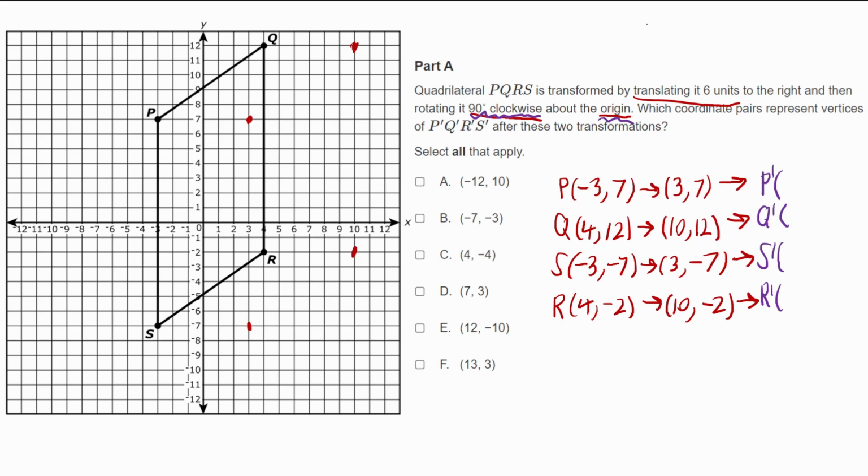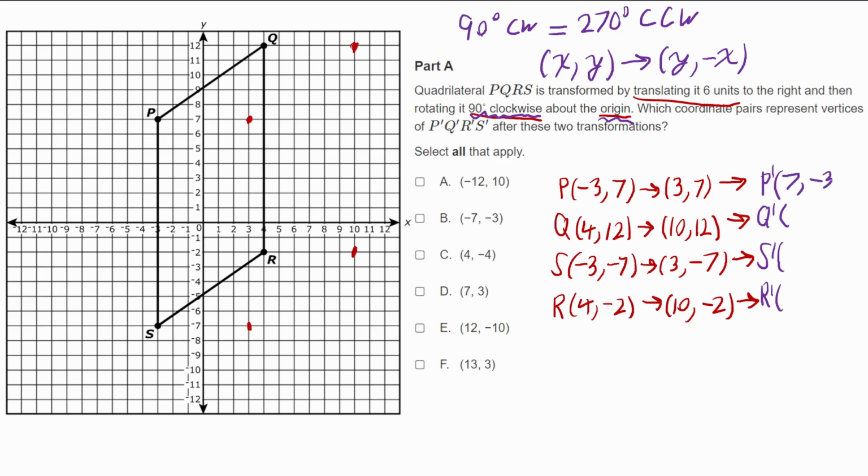Clockwise is important because these are not the rules that most of us learn. We learn counterclockwise. Remember, 90 degrees clockwise, CW, is equal to 270 degrees counterclockwise, CCW. Right? That's an important part. So we have to use that rule. So that means XY turns into Y, negative X. So we apply that rule to all of our points. What does that mean? That means I'm picking up my 3, moving it to the back, and changing its sign. So now up front for P prime is 7, -3.